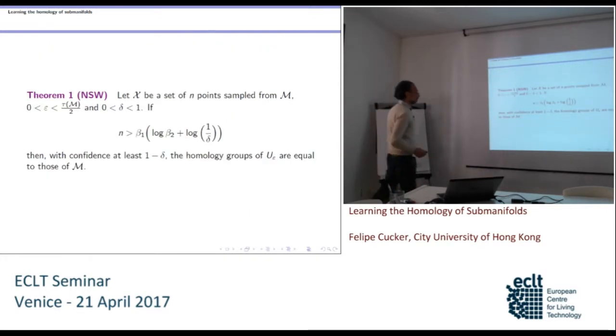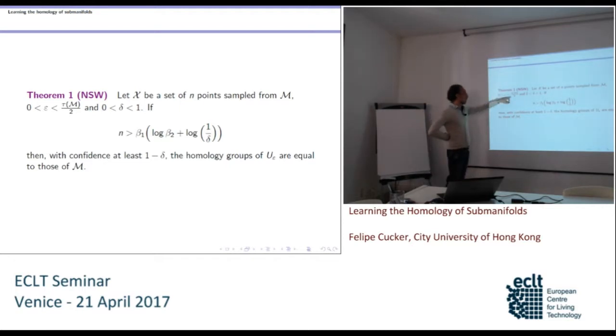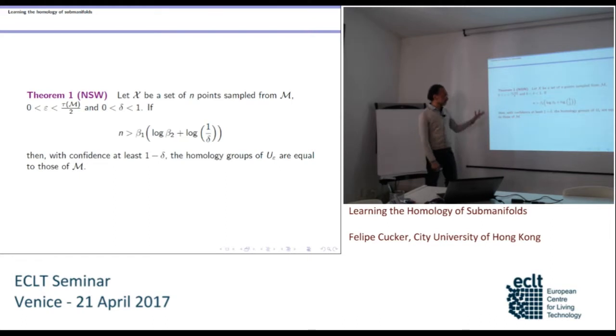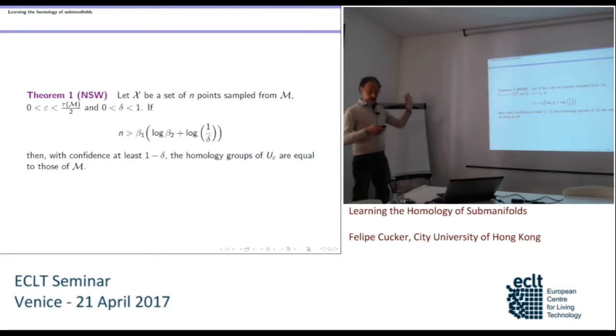So the theorem of Niyogi, Smale, and Weinberger says the following. Let X be a set of n points sampled from the manifold M, epsilon a number between 0 and tau over 2, and delta a confidence. If n is greater or equal than this amount, then with confidence at least 1 minus delta, the homology groups of U epsilon, that is the union of the balls of radius epsilon, are equal to those of M. And are computable. Okay, so this is their theorem. And this is in a very learning theory spirit.